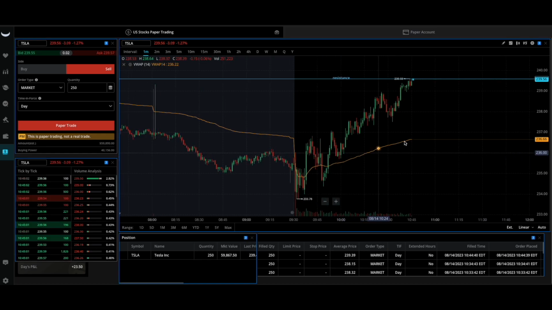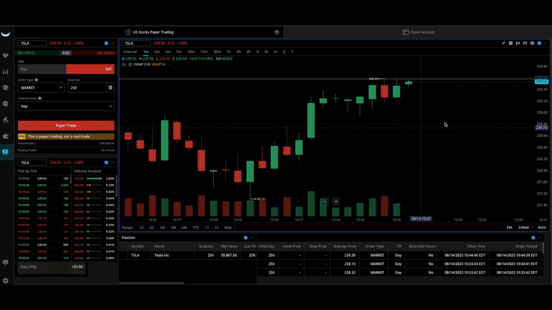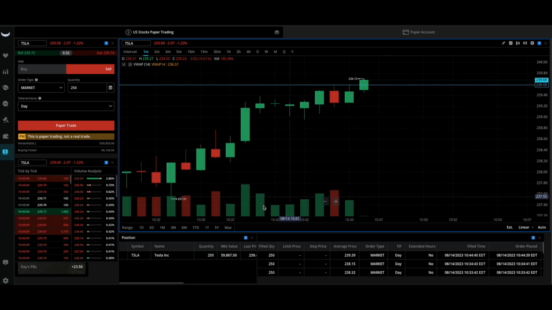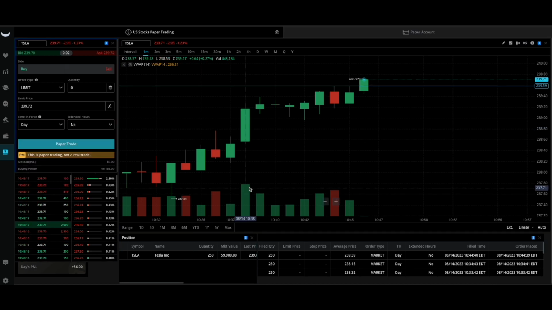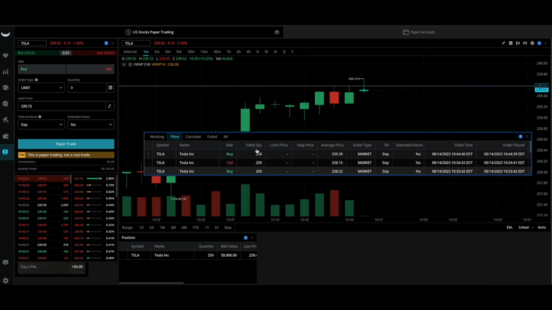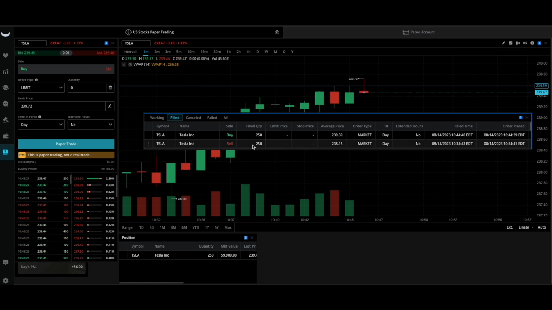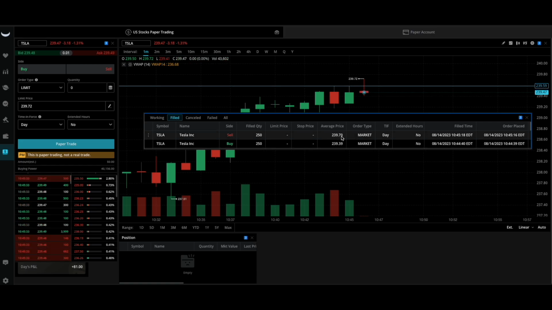So now, as we're watching the stock, we can see right here, if we were to sell, so let's click sell now. Where are we trading? 239.6. So if we click sell, which we just did, it'll show up right here. Just wait for it to show. And it'll pop up at some point. Here we go. Perfect. So we bought at 239.39, sold at 239.7.